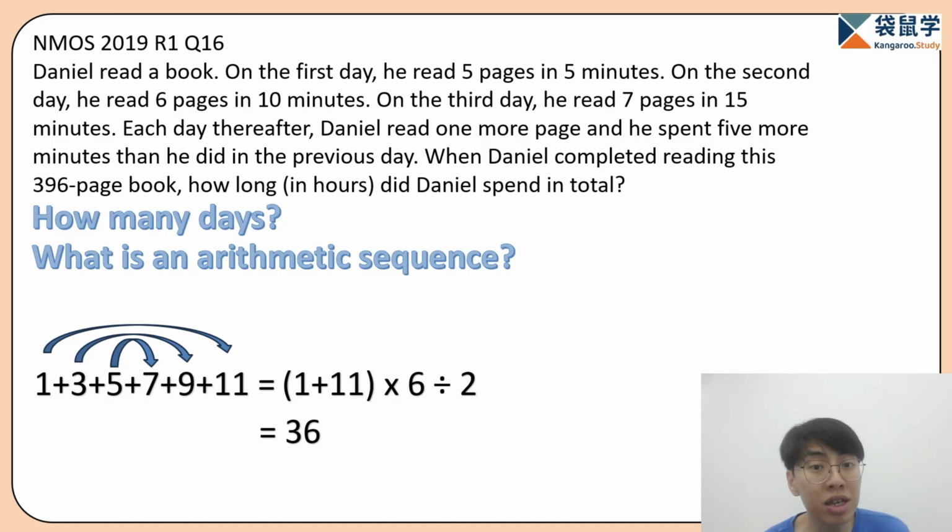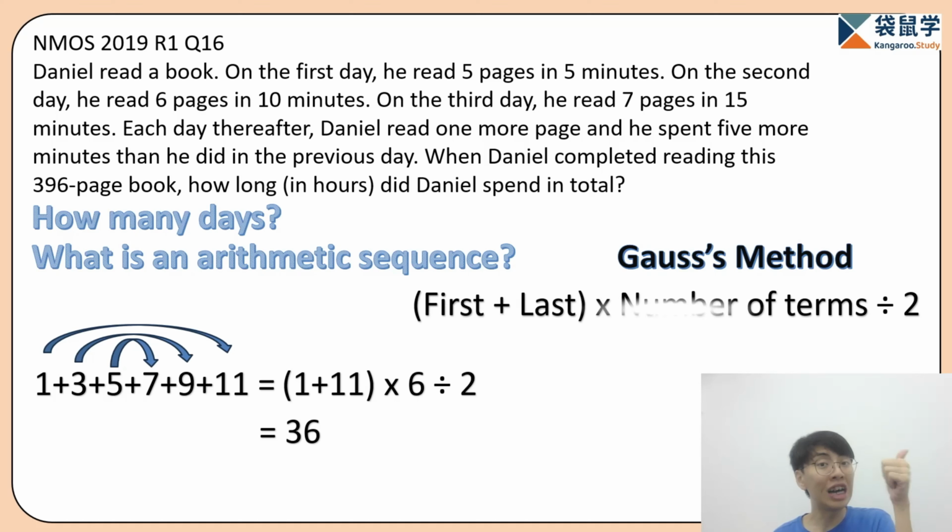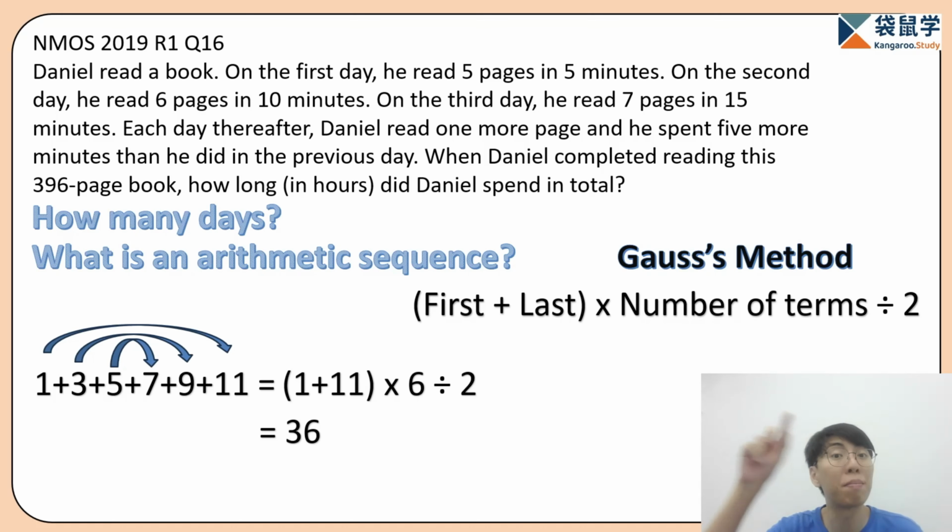That just means that for sequences like this, which are arithmetic sequences, we can use this method. This method has a special name. It is called the Gauss method because Gauss, a very famous mathematician, discovered this when he was a kid. So, what is this method all about? It is that the first plus the last number, multiplied by the number of terms, divided by 2, will give us the sum of the arithmetic sequence.